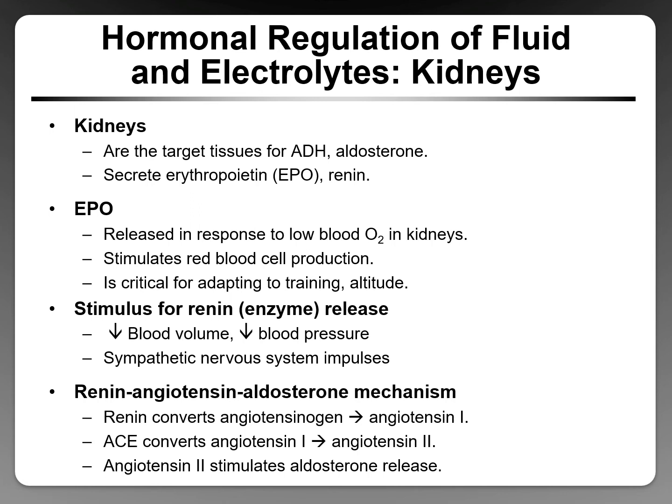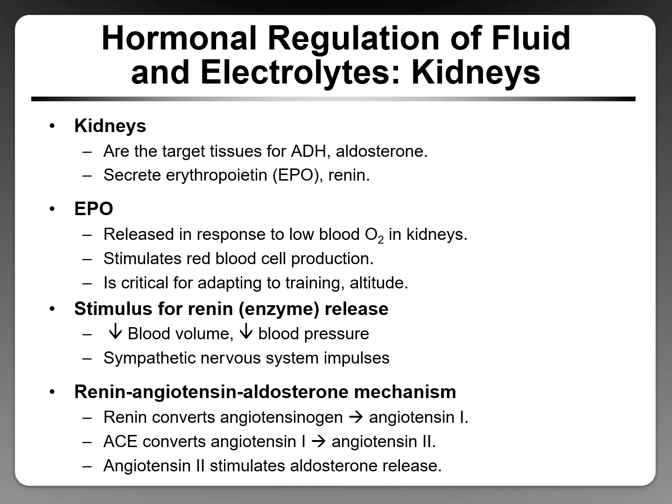Also, the stimulus for renin, which is a particular enzyme in the kidneys, is when we have a decrease in blood volume and a decrease in blood pressure. This is going to stimulate the sympathetic nervous system via impulses. This will activate the renin-angiotensin-aldosterone mechanism.